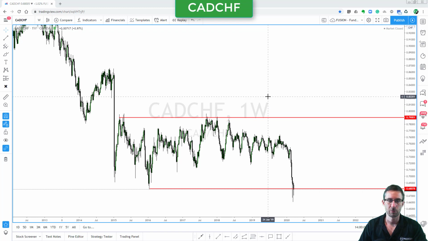I want to start us off with a setup on CAD Swiss franc, and I'm on the weekly chart here. Now on the weekly chart, what you can note here is after this big drop, it went into this big 5-year consolidation. Now a bit earlier in the year we were expecting a move up to these highs, but we actually came crashing down towards these lows. Now there's a couple of scenarios here.